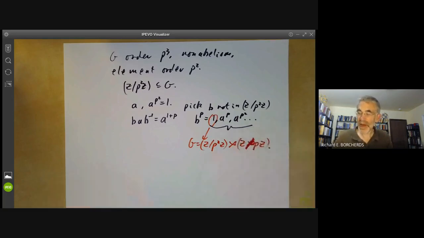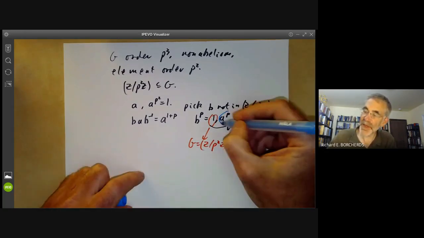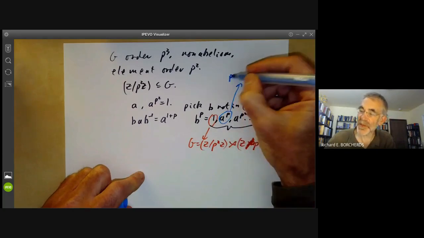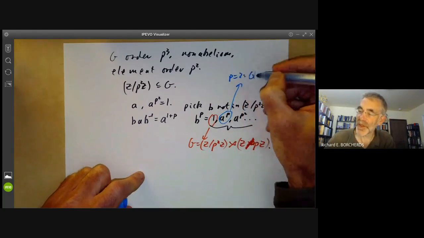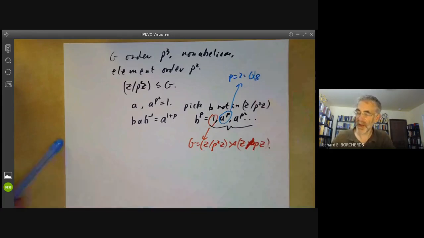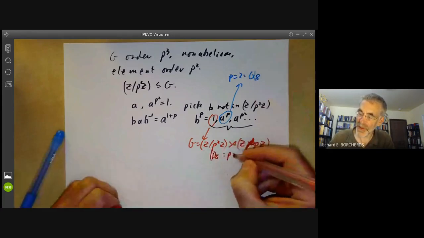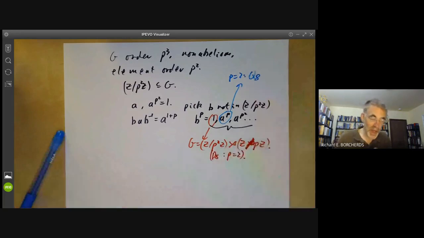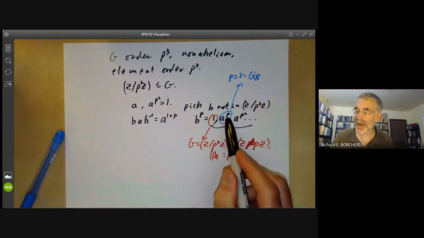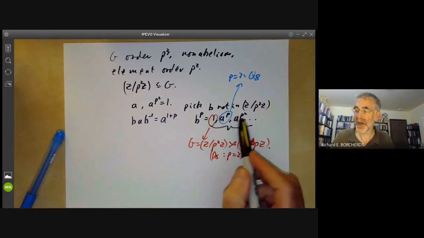And if P equals 2, then this case here really does give us a different group. So P equals 2, this gives us the quaternion group. This is the dihedral group if P equals 2. So we really get two different cases if P equals 2. It looks at first sight as if we're also getting several different cases if P is odd.